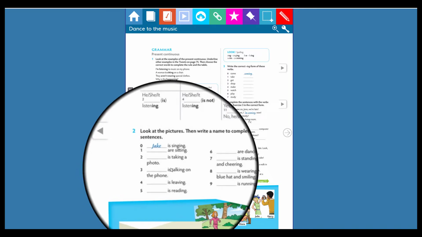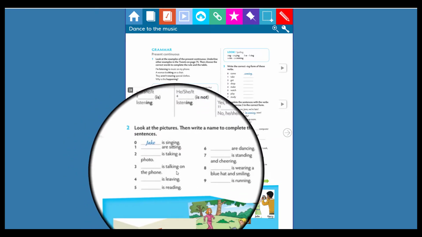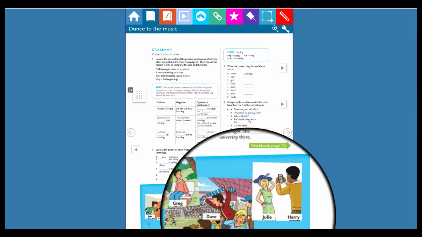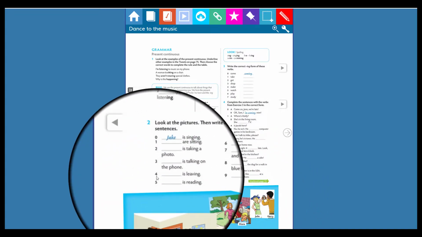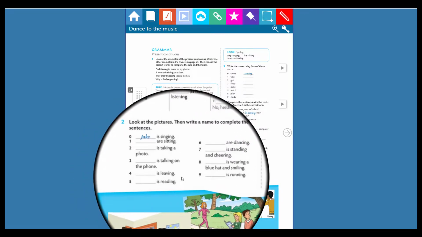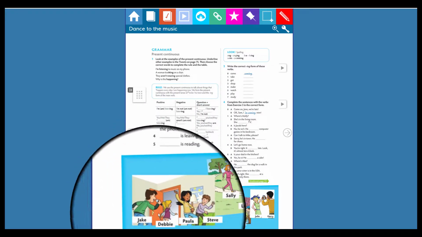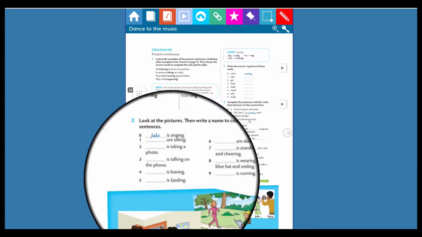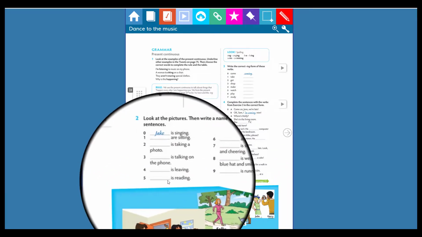Number 3, is talking on the phone. Is talking on the phone. The name of the person is Diana. Very good. Diana is talking on the phone. Number 4 is living. Is living. The name is Debbie. Correct. Debbie is living. Number 5 is reading. The name is Linda. Linda is reading.